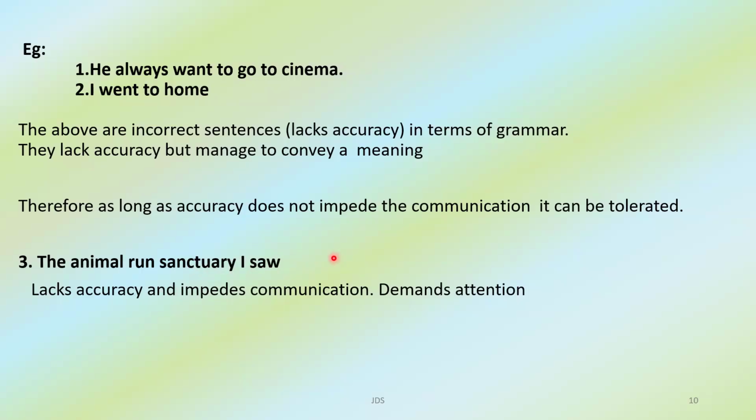No clear idea is expressed. So these kind of sentences cannot be accepted in the spoken language. Just because we are talking about fluency, it doesn't mean that you can tolerate or approve any kind of grammatically inaccurate sentence. As long as it is ambiguous, you can't approve those kind of sentences.